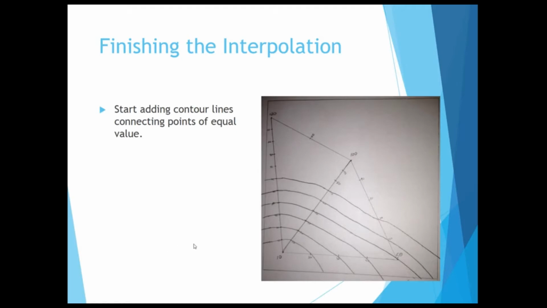So we can go in and we can connect all of the 20s and connect all of the 30s and connect all of the 40s and 50s and so forth and fill the map with contour lines.